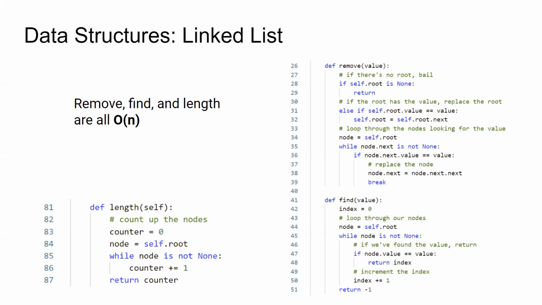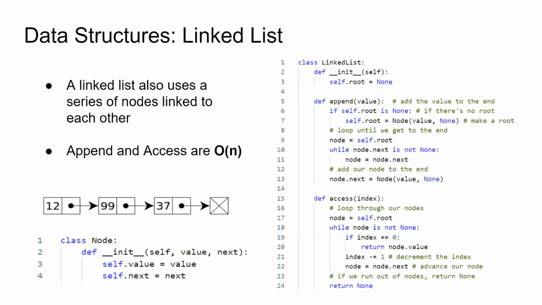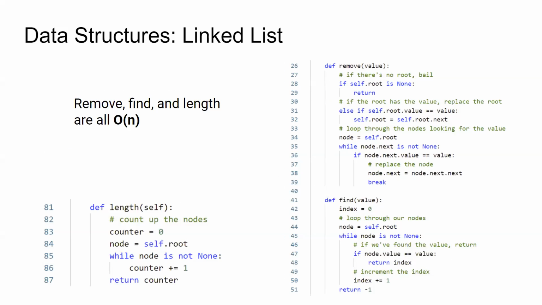Again, O of n operation. We're trying to find a node with a given value to return its index. It's also an n operation. So remove, find, and length are all O of n. And so are access and append.